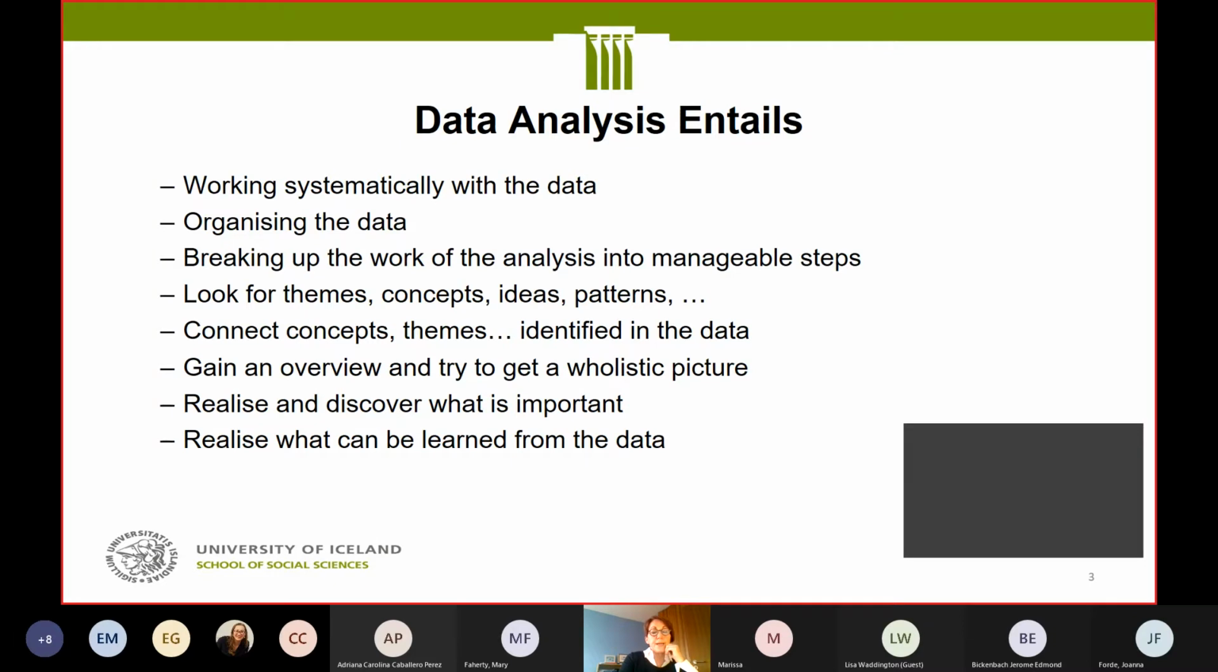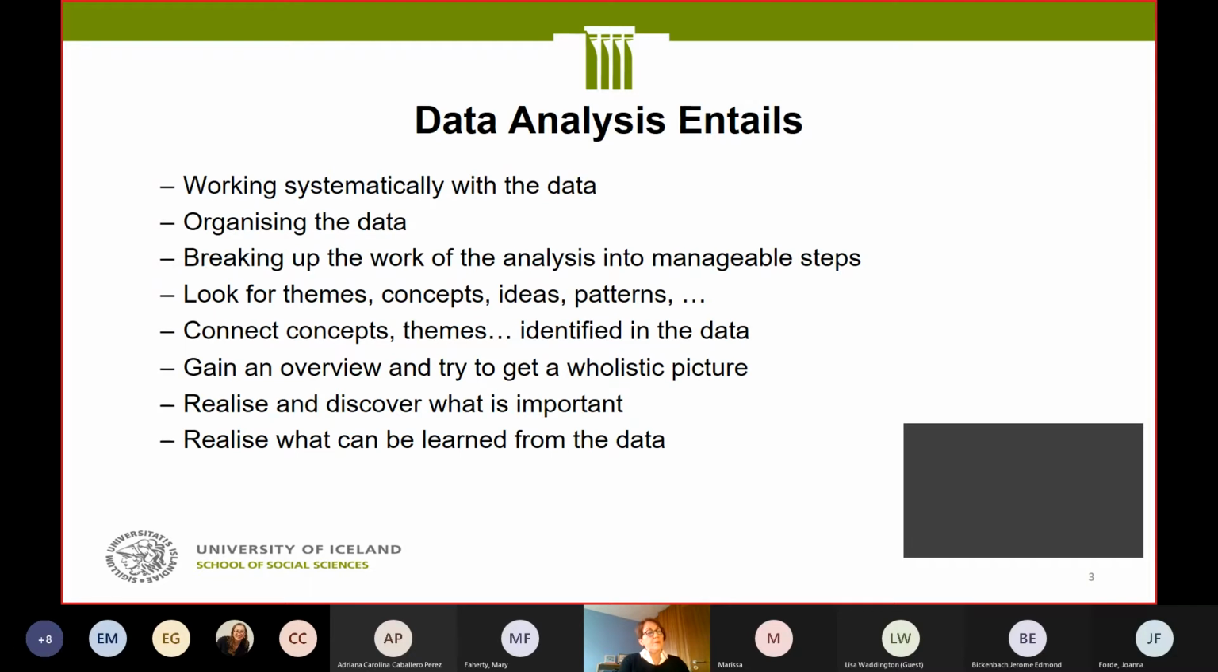And when we analyze the data, we are looking for themes, concepts, ideas, patterns in the data. And often when we go further along, we need to figure out how to connect these concepts and themes that we have found, so that it makes a more holistic picture. We want to gain an overview and try to get a holistic picture of the data we have.